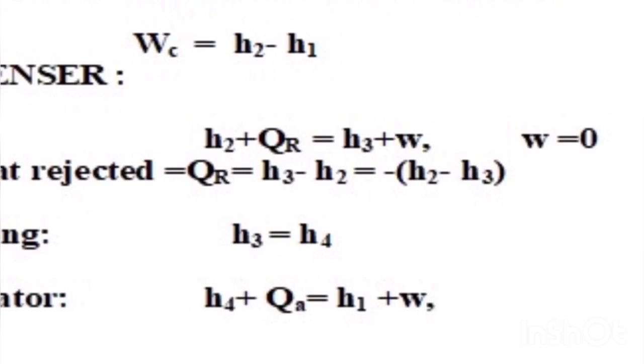So, this heat is always negative because this heat is transferred from the system to the environment. According to thermodynamics, it should have the negative sign, but while calculating we do not represent that negative. So, it will be H 2 minus H 3 here.